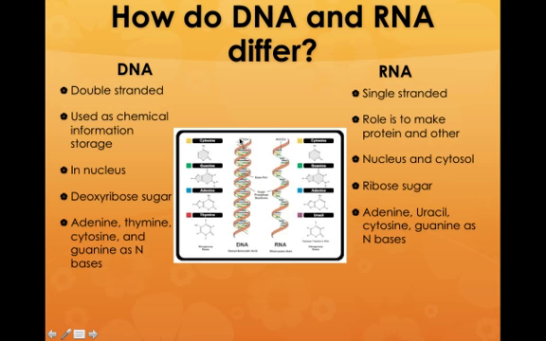On the other hand, DNA occurs in the nucleus, where RNA is made in the nucleus, but it migrates out to the cytosol later on. So DNA will never occur anywhere else but the nucleus, and the RNA can be found in the cytosol often.